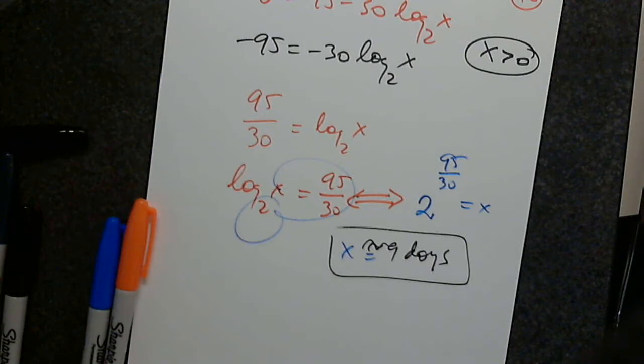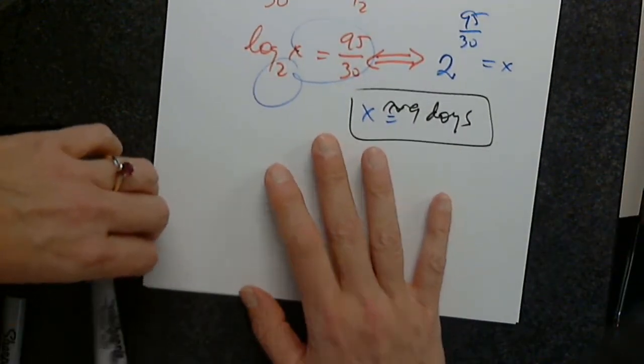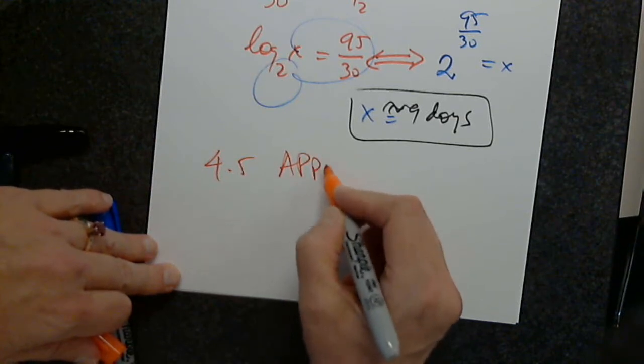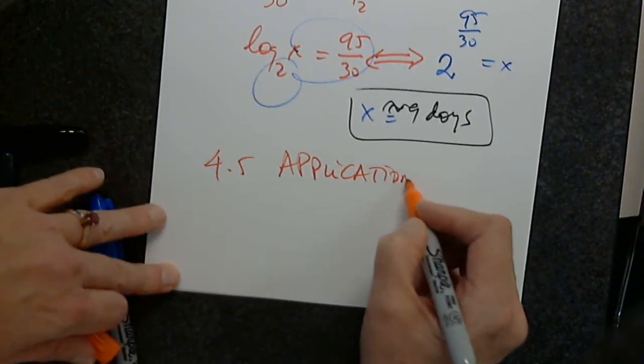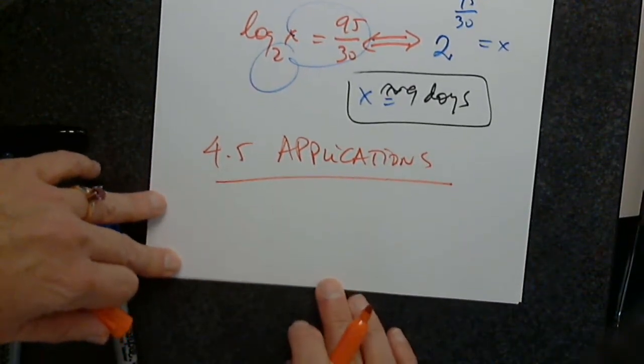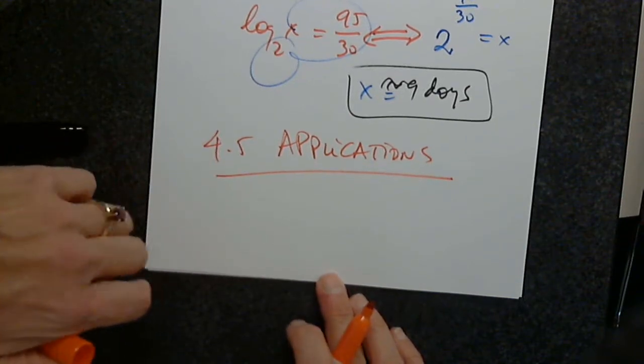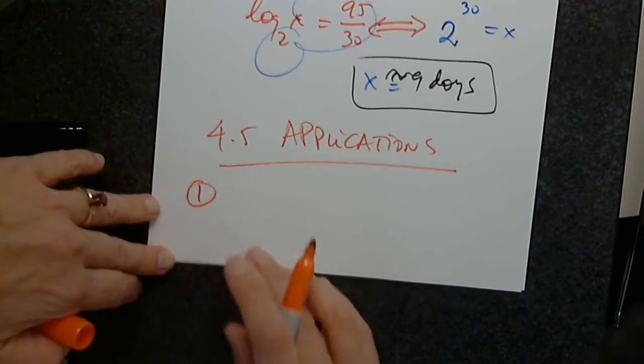Okay, I started, yes. Okay, so the last section, 4.5, deals with applications. All models will be given to you. You do not have to memorize any of them. Okay, so there are a few models.